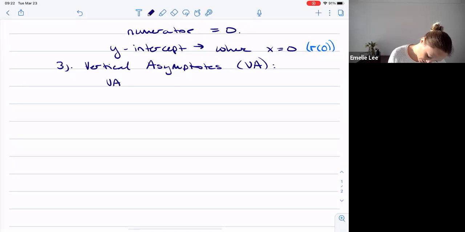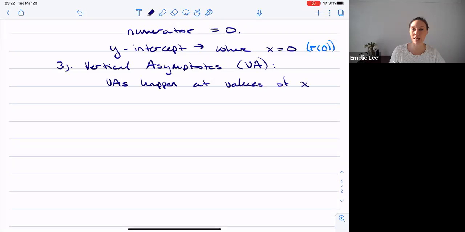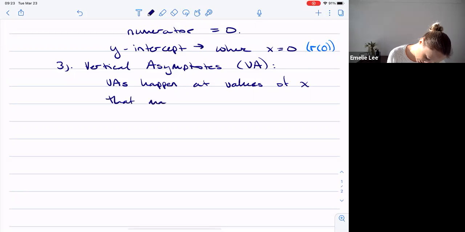So vertical asymptotes, VAs, happen at values of x that make the denominator 0, right? Remember, you can't divide by 0, so you have to pull those out. So that's where you're going to have these vertical asymptotes. Maybe they're heading up towards infinity, or maybe one's going down to negative infinity and one's going up to positive infinity. So that's our next step, finding out the behavior around these values of x. Vertical asymptotes happen at values of x that make the denominator equal to 0.